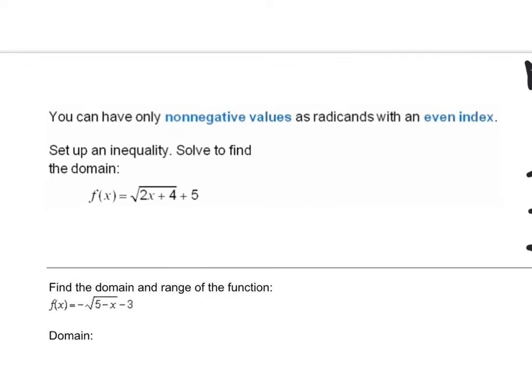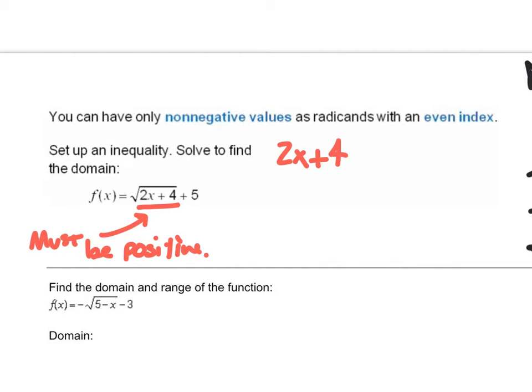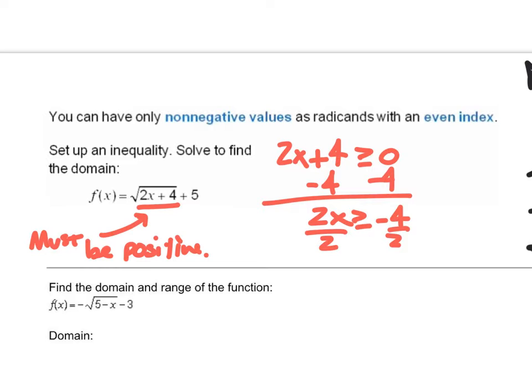So when we think about that, we want to set up an inequality to solve and find the domain. What I know is that this part right here, 2x plus 4, must be positive. Because that has to be positive, to figure out our domain we say that 2x plus 4 is greater than or equal to 0. Then we just solve for x. We subtract 4 from both sides, and we get that 2x is greater than or equal to -4. We divide by 2, so we get that x is greater than or equal to -2.